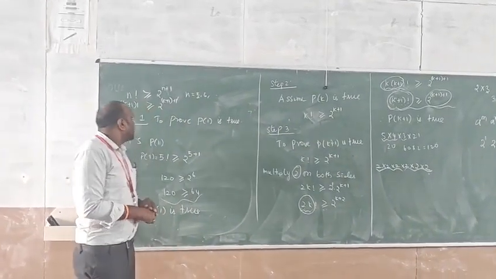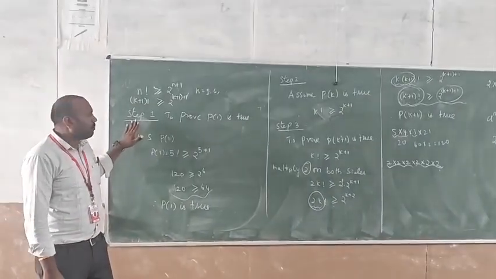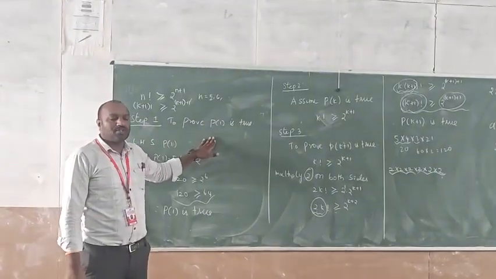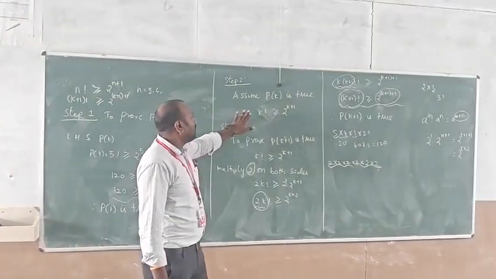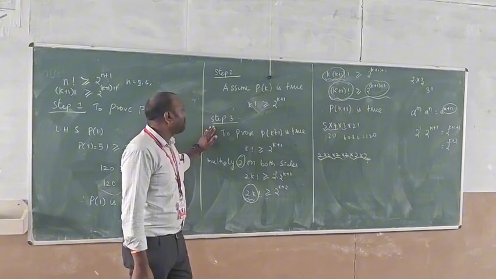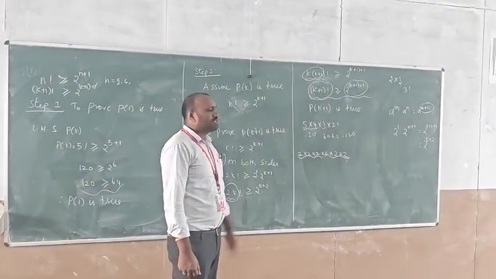So simply we have 3 steps. Step 1 is we have to prove P of 1 is true. Then step 2 is P of k is true. Then finally we have proved P of k plus 1 is also true.